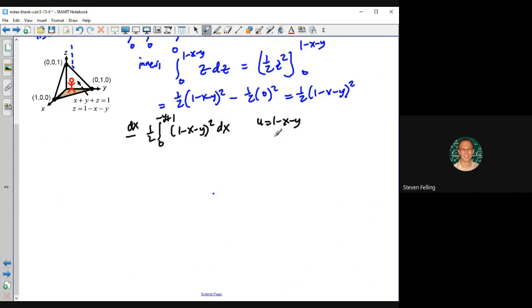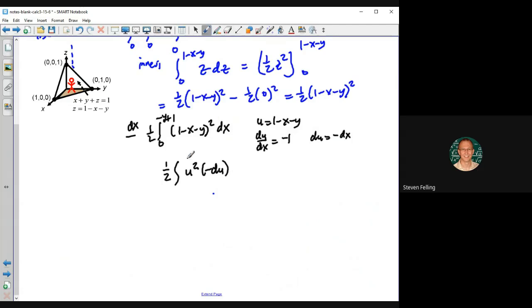U is 1 minus x minus y. Then du dx, because x is the variable, and y is a constant: the derivative of 1 is 0, the derivative of negative x is -1, and the derivative of negative y is 0 because it's being held constant currently. And that means that du will be negative dx, or dx is negative du. All right. So let's do the substitution here. We have 1/2, and then we're going to substitute everything for u. So this becomes u squared. The dx becomes negative du, okay?